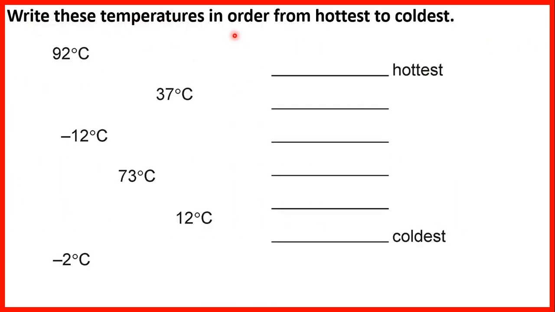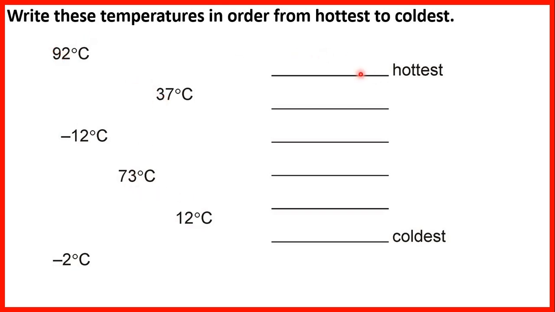Write these temperatures in order from hottest to coldest. So here we can see that we have mostly positive temperatures, but we also have -12 and -2. And if we have a negative temperature, that will always be colder than a positive temperature.